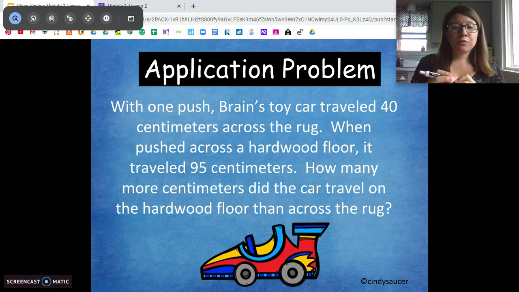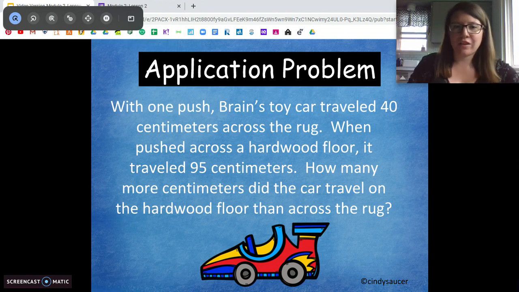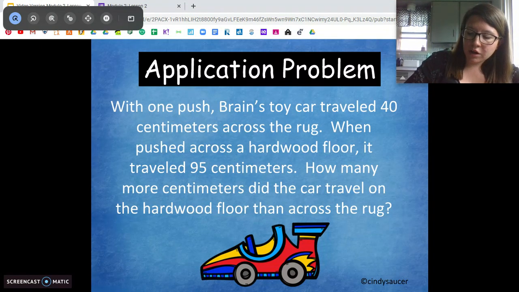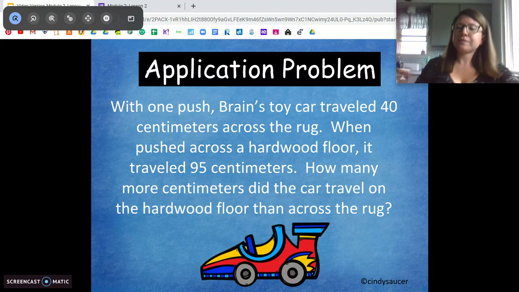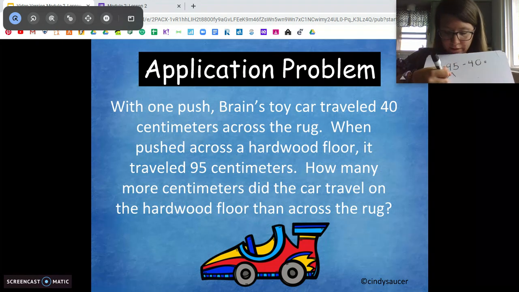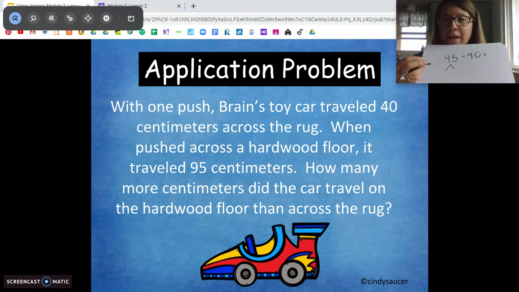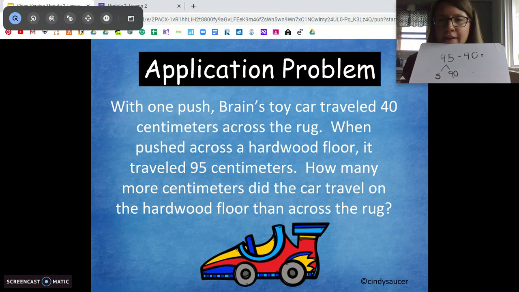So I'm going to subtract my smaller number from my bigger number because the hardwood, it traveled a lot farther on the hardwood floor, right? So I'm going to start with 95 subtracting 40. And I'm going to set up my problem. Now, to make this easier, I'm going to decompose. And I'm going to turn my 95 into 90 and 5. 9 tens, 5 ones.